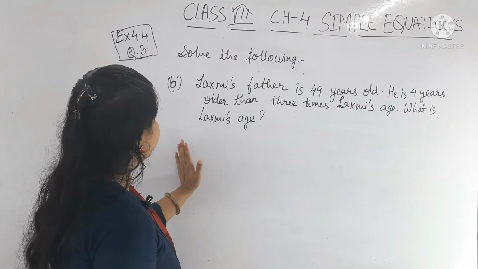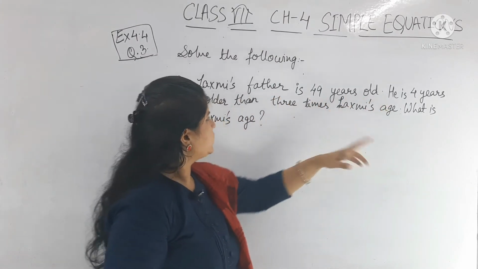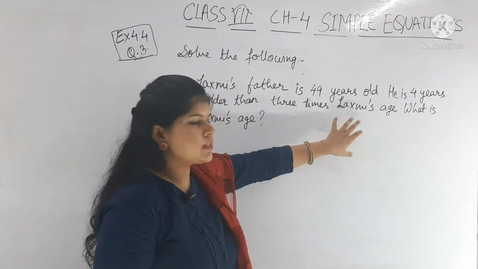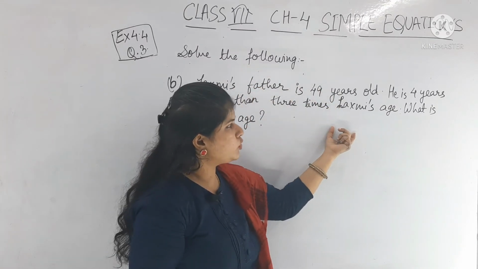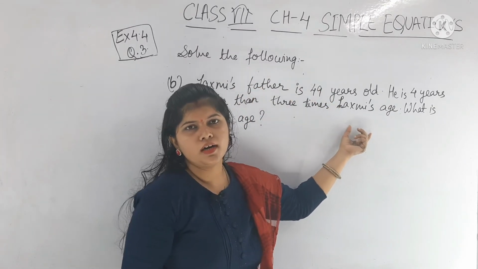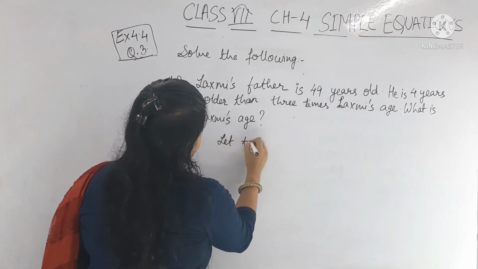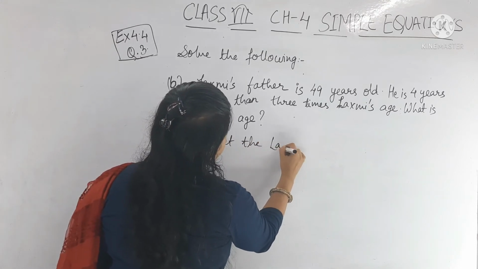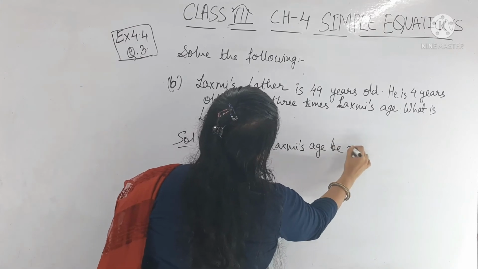Here the B part is: Lakshmi's father is 49 years old. He is 4 years older than 3 times Lakshmi's age. So here Lakshmi's age is not given, Lakshmi's father's age is given. So what will we do? We will assume her age be x. So let the Lakshmi's age be x years.